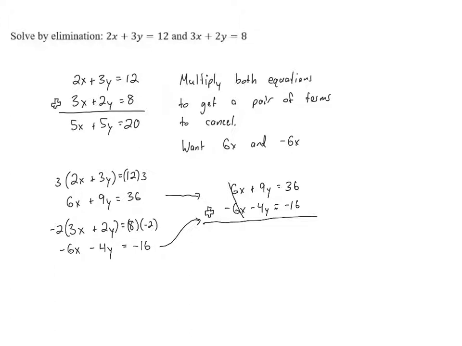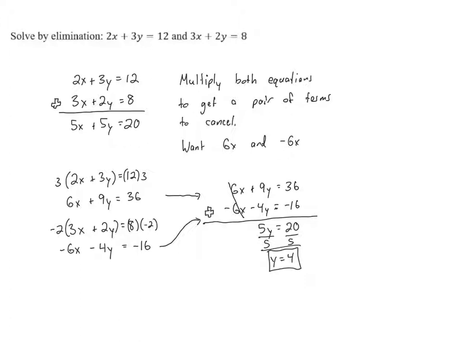9y minus 4y is 5y. And on the right, 36 minus 16 is 20. So we have 5y equals 20. And if we divide both sides by 5, that gives us y equals 4. So we know that y equals 4.